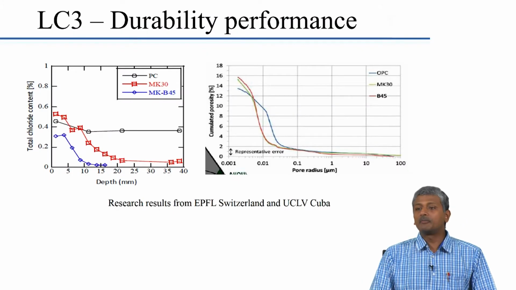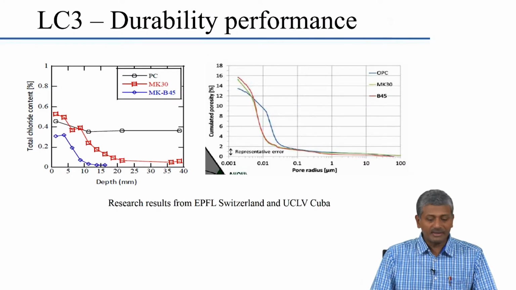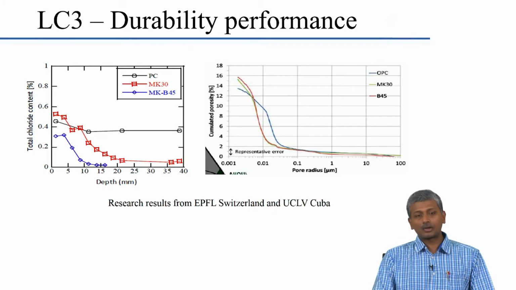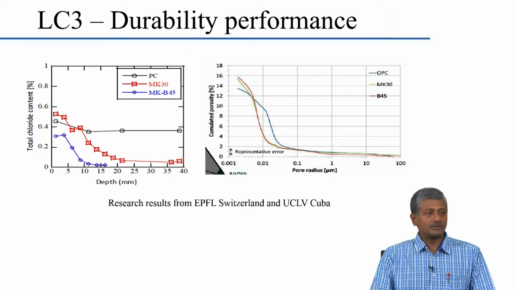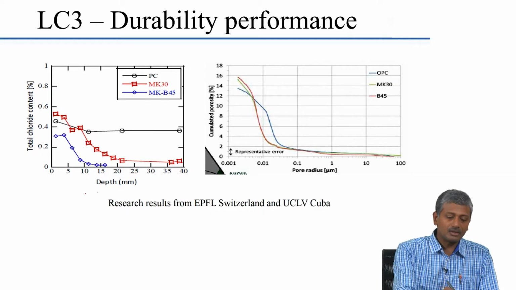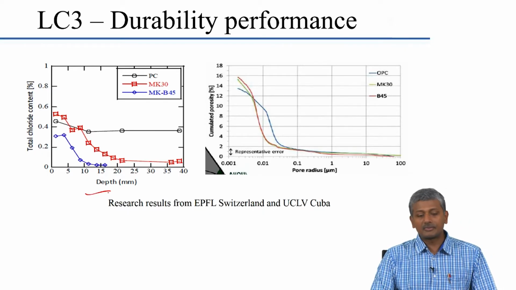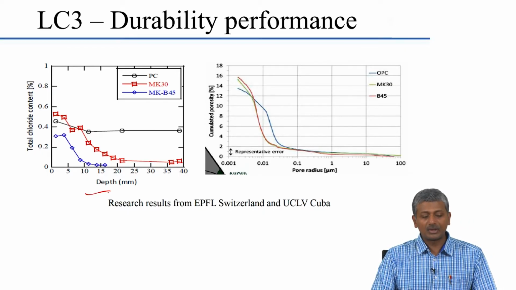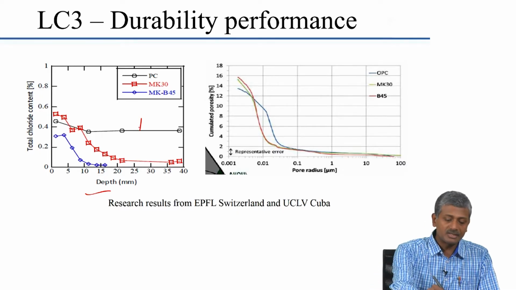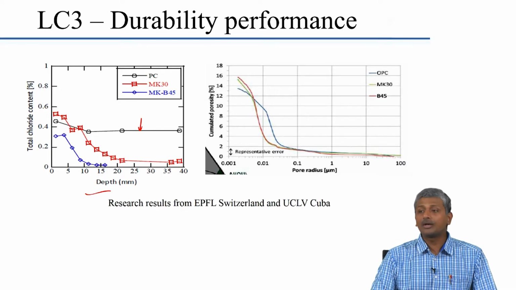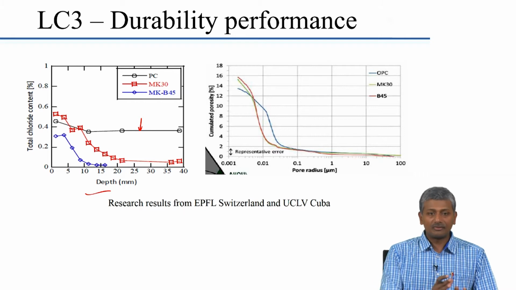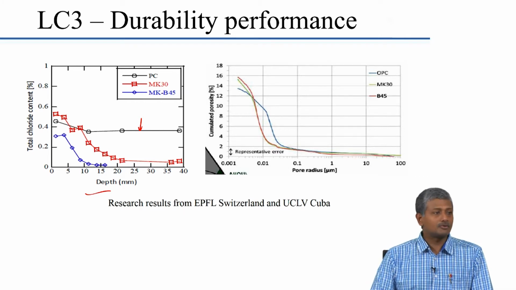Now, in terms of durability performance, LC3 has been shown to have excellent durability, particularly with respect to chloride binding capacity. As a result, if you look at the chloride diffusion results presented on the left side of this graph, the data for Portland cement shows that a fairly high content of chloride exists way into the depth of the concrete member.